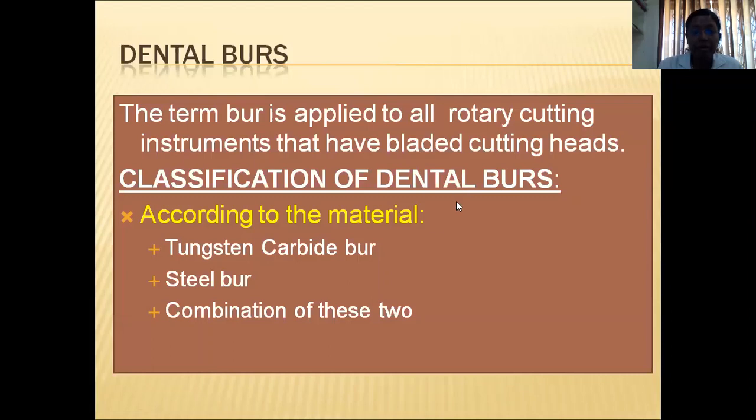Coming to the dental burrs. The dental burrs can be classified first according to the material used. There can be a tungsten carbide burr, wherein the tungsten carbide blades are cut onto the steel shank.